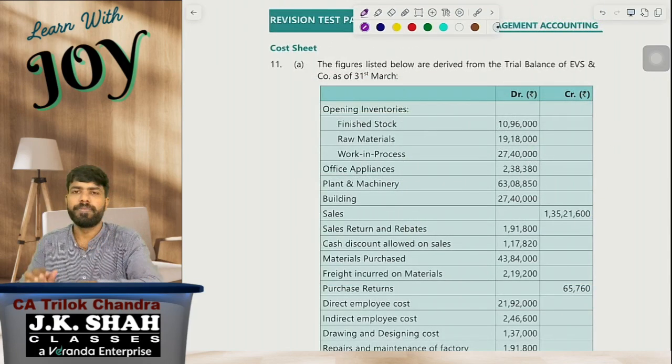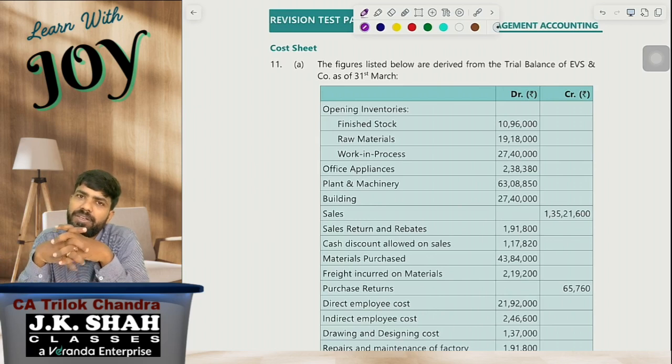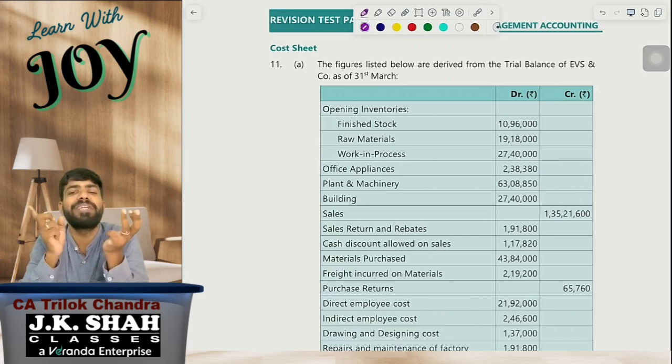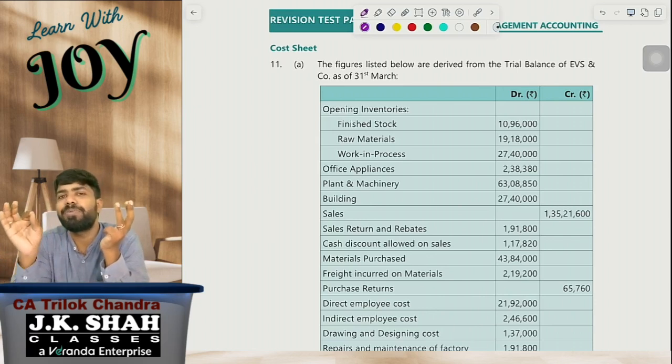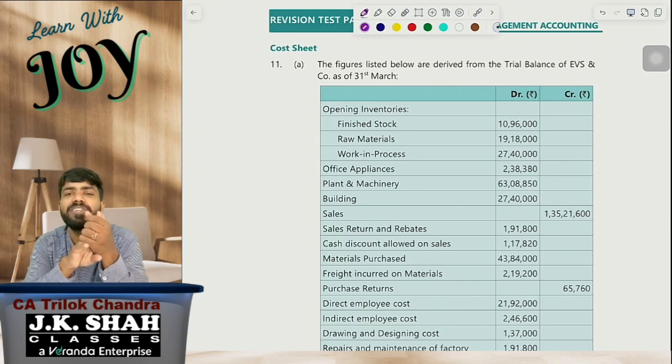Okay, I hope you all know the format of the cost sheet. Next question is using the concept of cost sheet. What is the format of cost sheet? It's very simple. First, we will calculate direct material consumed. How to calculate direct material consumed? Opening stock of raw material plus purchase of raw material plus carriage inward minus purchase returns minus closing stock of raw material minus scrap income of raw material. If you adjust these six elements, see, first three adjustments should be added, next three adjustments should be reduced.